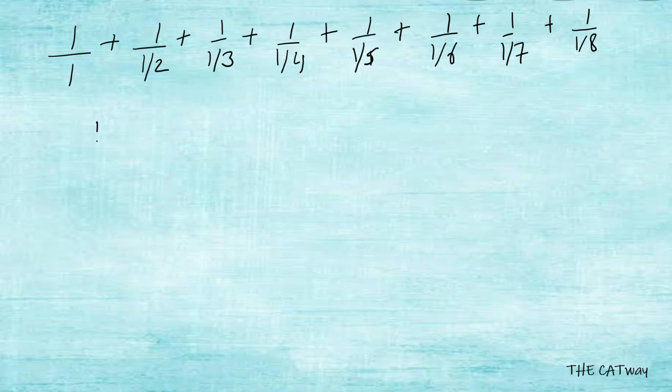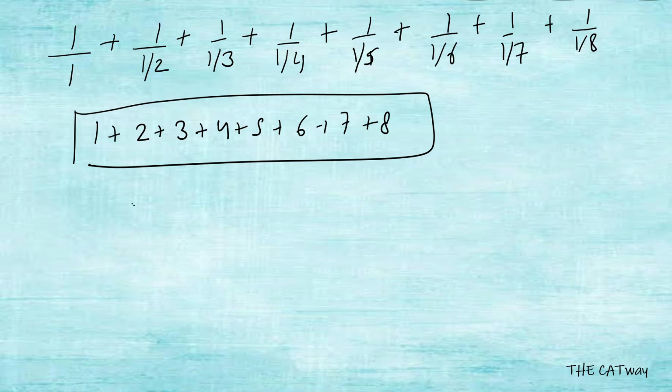So what do we get here? 1 plus 2 plus 3 plus 4 plus 5 plus 6 plus 7 plus 8, and we only have to add this to get the sum now. So we have 36 as our answer.